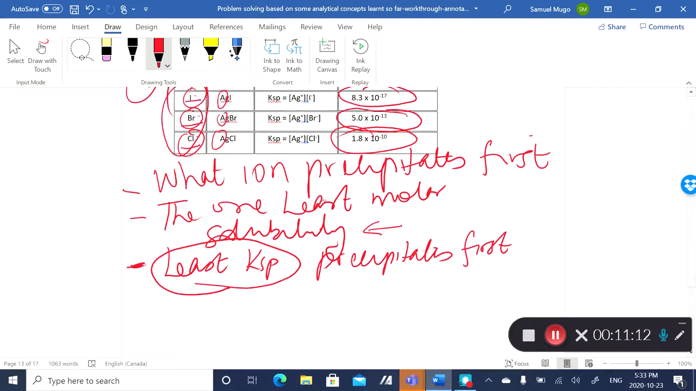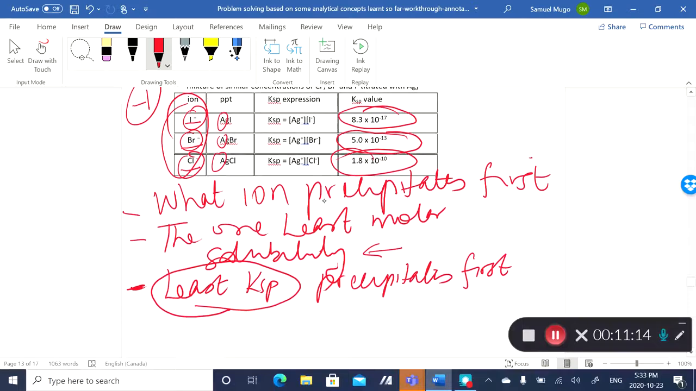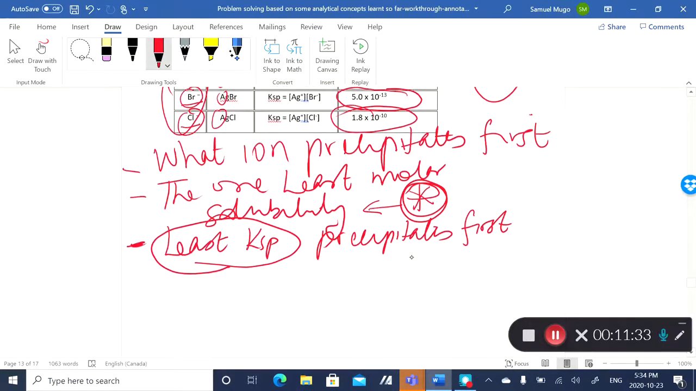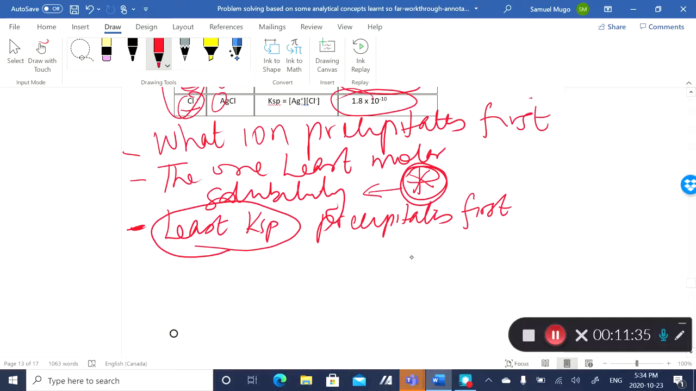Now, take note of this. If all the ions had different valencies, meaning you had, say, -1, -2, and so on, in that case you have to calculate the molar solubility. And of course, from my lecture, you already know how to calculate the molar solubility, which is a repeat of what you guys did in Chem 1 or 2 anyway.